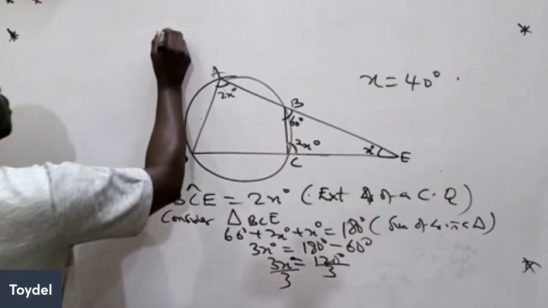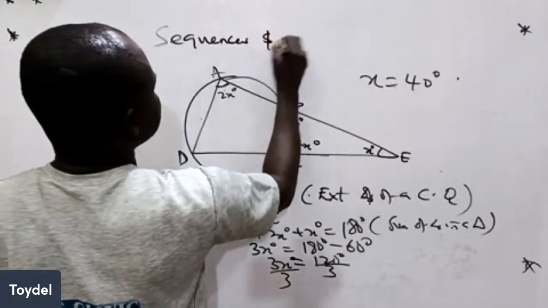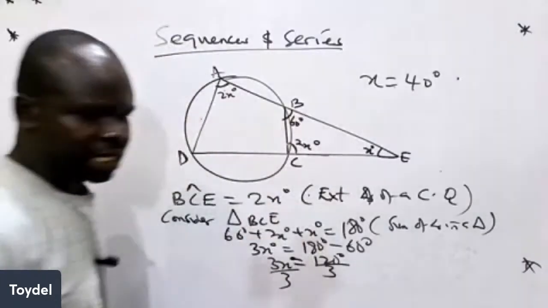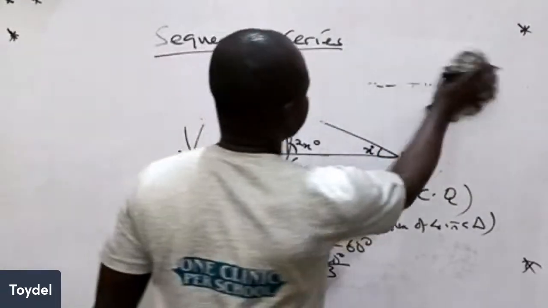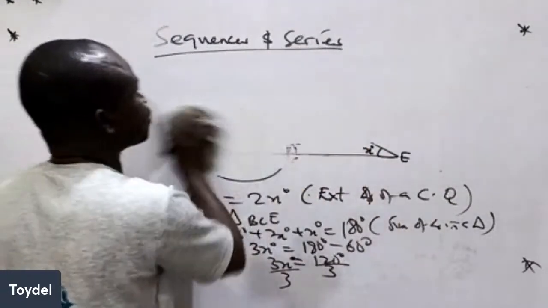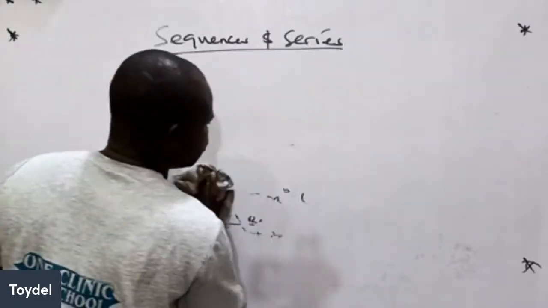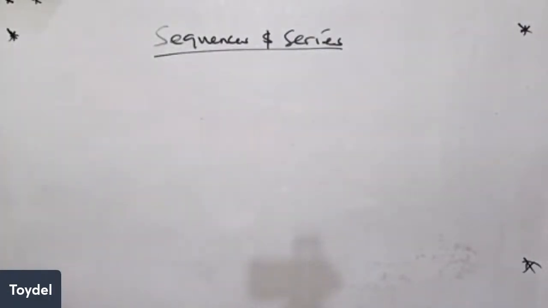So let me quickly revise sequence and series. That's what we call AP and GP, arithmetic progression and geometric progression. Thereafter, I will move to bearing. Okay, so what's a sequence?